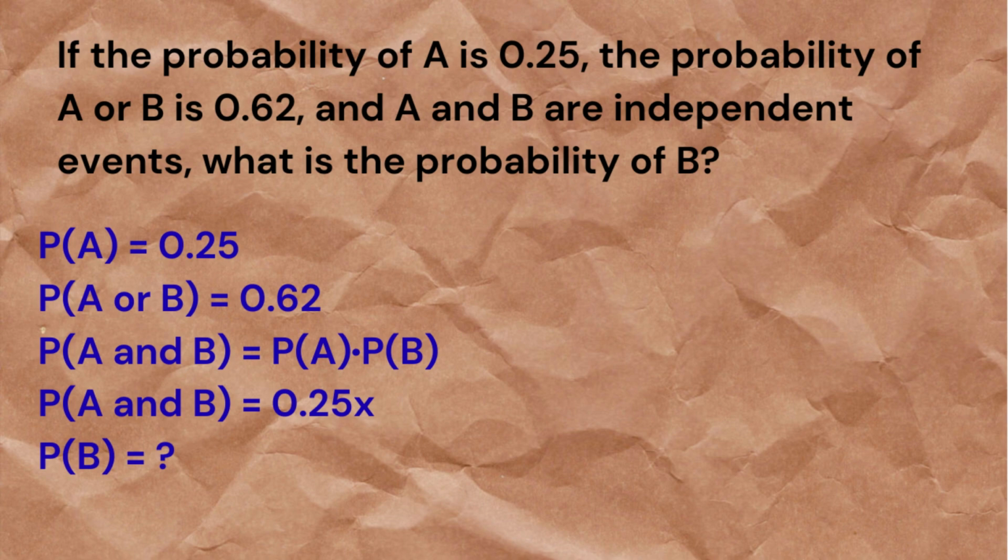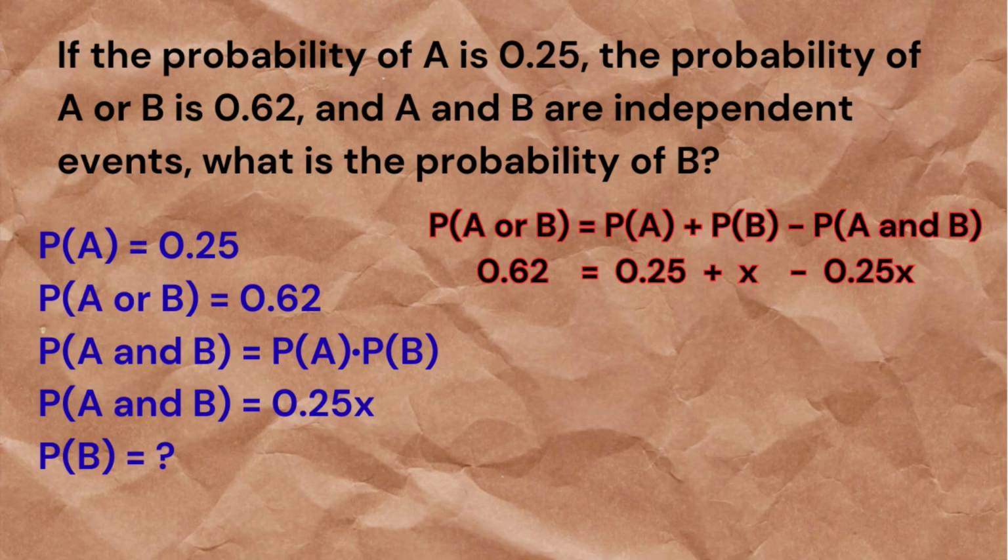All right, now we're going to substitute everything we know into the addition formula. So the probability of A or B is 0.62, the probability of A is 0.25, the probability of B is X, that's what we're looking for, and remember, the probability of A and B is 0.25 times X. Let me explain that one more time because that's where a lot of kids get tricked. We already knew the probability of A, 0.25, and we know that the probability of A and B, if you're independent, is A times B. So that's how I have 0.25 times X, because remember, X is taking the place of the probability of B.